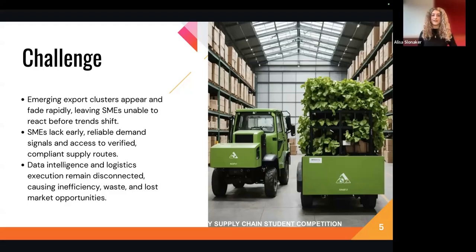Our challenge is to design a data-driven, scalable, and cost-efficient strategy to help TWTH identify emerging clusters. We needed to incorporate real-time data sharing and customized logistics solutions while also making global trade more accessible for SMEs by offering integrated export services.